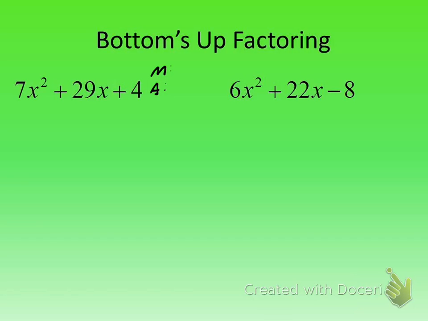Alright, here we go. Let's see. Multiply number on the first one. Listen, quiet. 7 times 4 gives you? 28. Your add number is? 29. What two numbers multiply to 28 and add to 29? 28 and 1. Good. 28 and 1.